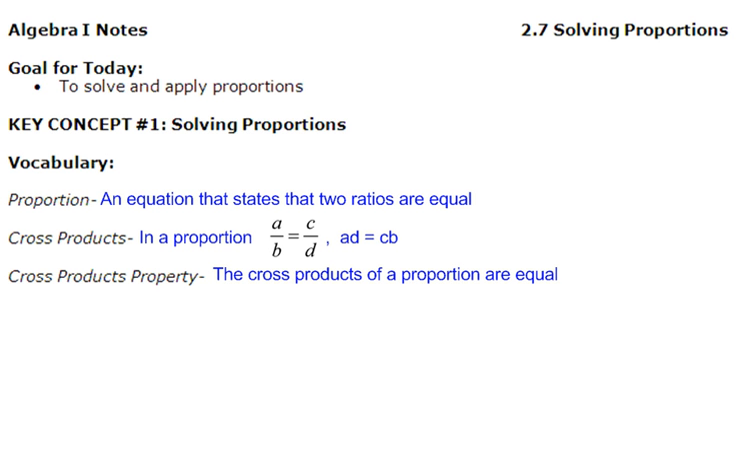Today we're going to be going over 2.7, solving proportions. So our goal for today is to solve and apply proportions. Before we get started, we need to look at some vocabulary.